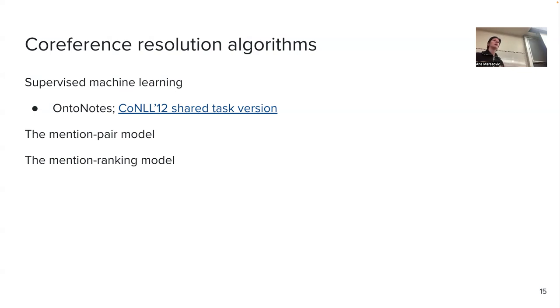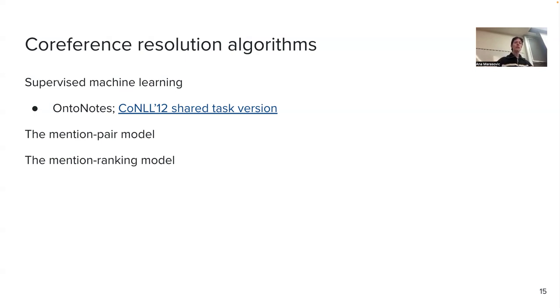And in 2012, there was a shared task that was created specifically for coreference resolution, where they provided this OntoNotes data, but in a specific format. So if you see the CoNLL-12 shared task version for coreference resolution, that's OntoNotes data just formatted differently.